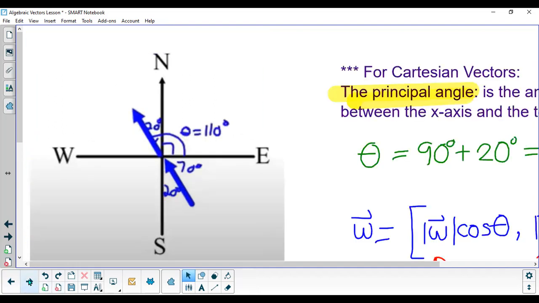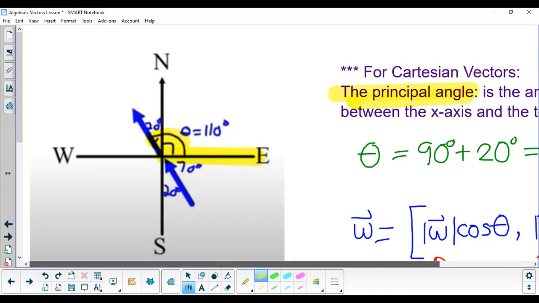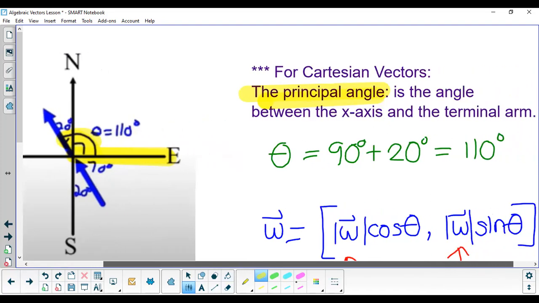Okay, the next step is we have to define the principal angle. If I know this is 20 degrees, and remember my definition of the principal angle is I want to know the angle from the x-axis to the terminal arm. The number of degrees in this quadrant is 90 degrees. If we add the extra 20 degrees, that gives us our principal angle is 110 degrees.